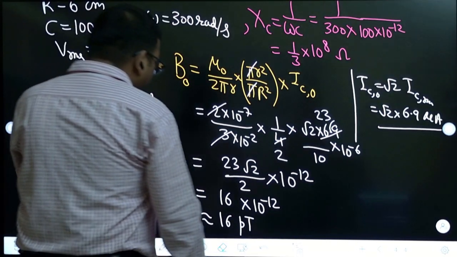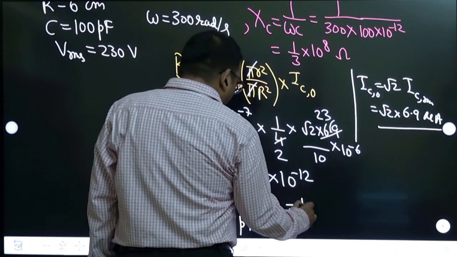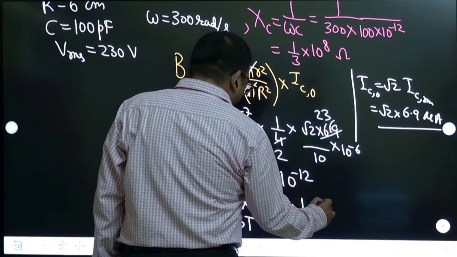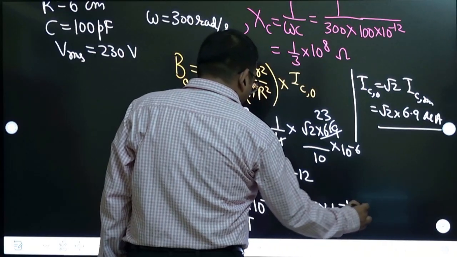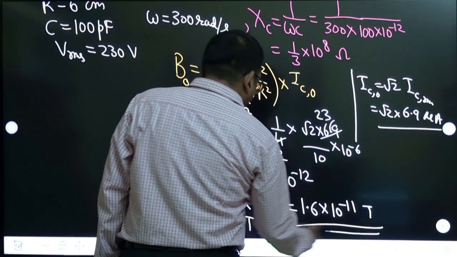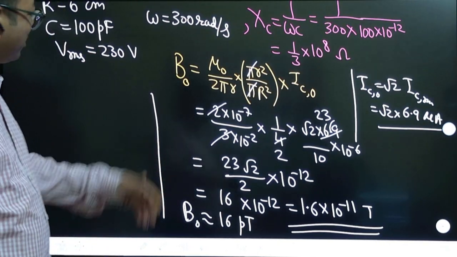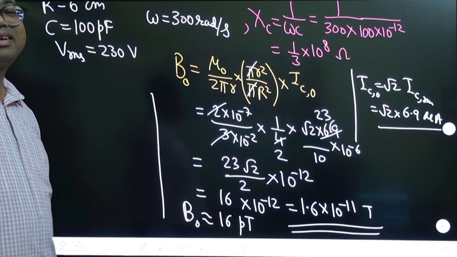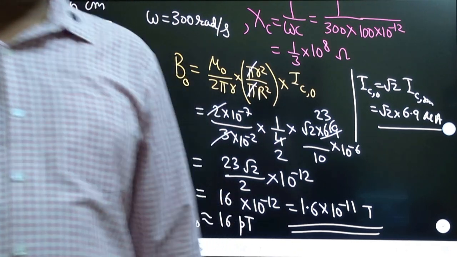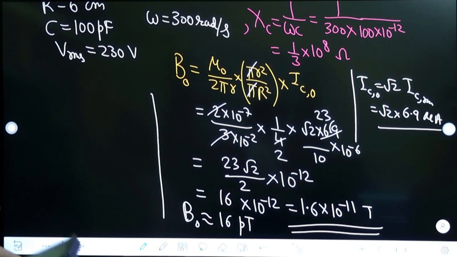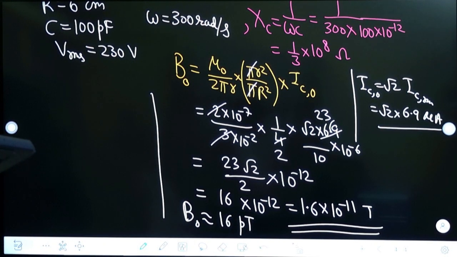That's what will come now. 1.6 I am taking into 10 to the power minus 11. Correct only now. One digit. You want, you can take 2 digit more. Correct. That's the answer. Fine. So I hope you got it. 2 questions we have done from NCERT in exercise.